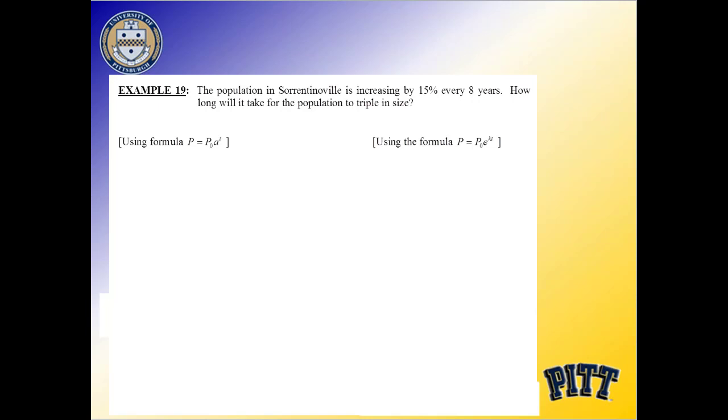So again, they don't tell us how many people are in Sorrentinoville. All I know is it's increasing 15% every 8 years. So I'm going to take that information. Now, if I'm using the first formula we worked with, I need to find a first. And also, I want to keep a note that if I'm increasing by 15%, the population will be 115% of what it was. So I remember that particularly when I write p in terms of p sub 0, I'm expecting to have an amount that's bigger.